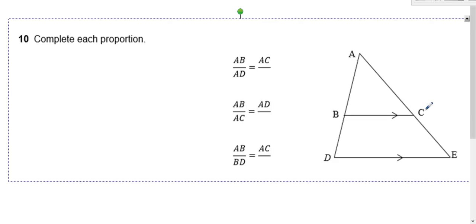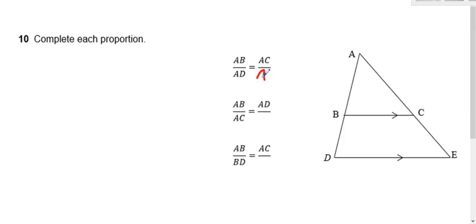So here we have a triangle with a line that's parallel to the base going through the inside of it, which cuts it into a lot of different proportions. We can say AB over AD, so we have the side over the whole length, would equal the other side over the whole length, AE. Because those triangles would be similar, we've got that proportion.